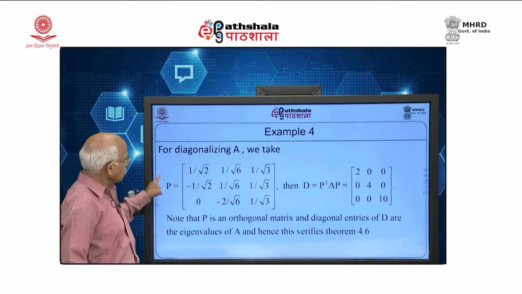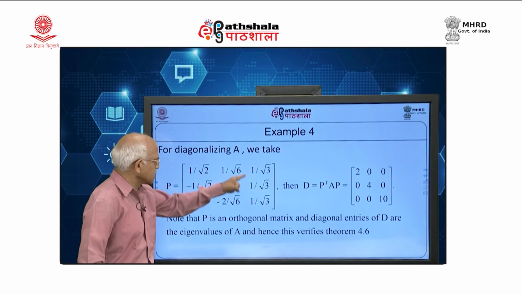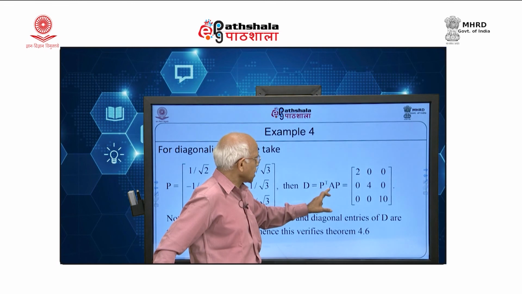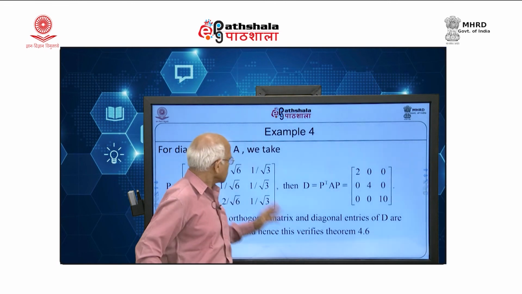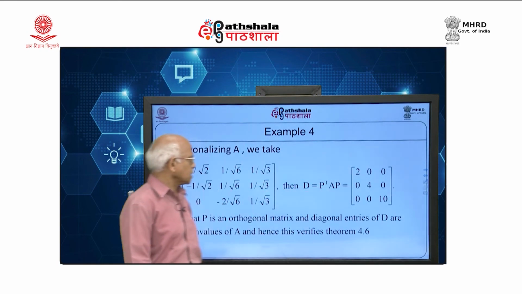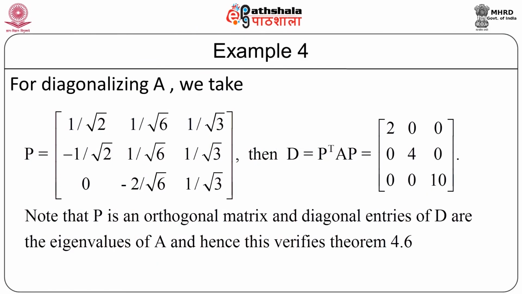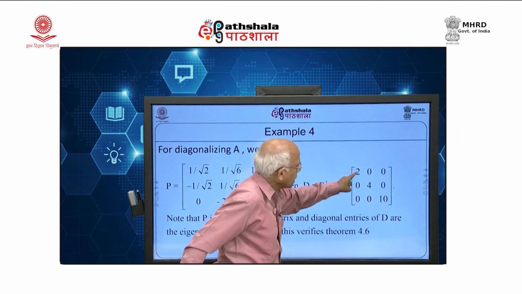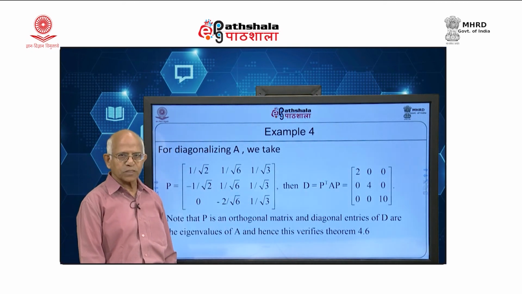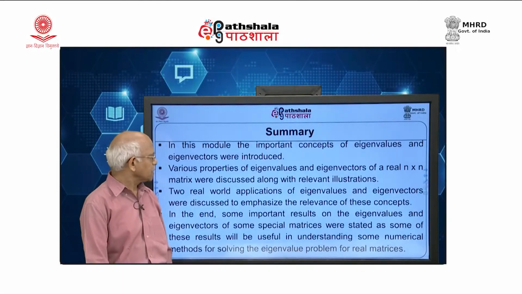Then if I take P equal to the matrix of eigenvectors like this, and take the product P transpose A P, because it is a symmetric matrix, I will get this diagonalized matrix like this. Note that P is an orthogonal matrix and the diagonal entries of D are nothing but the eigenvalues of A. So, this verifies theorem 4.6. These examples verify this theorem.